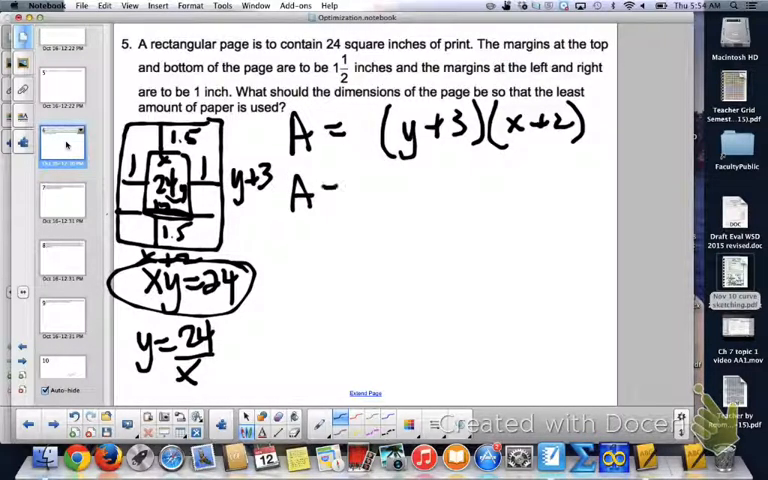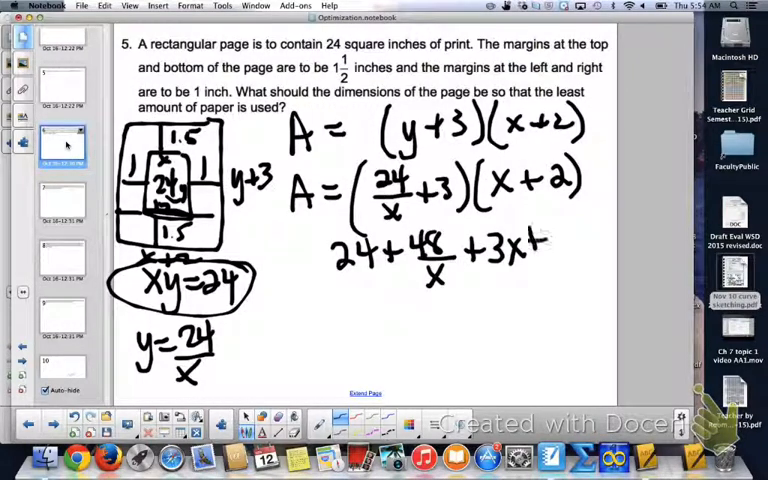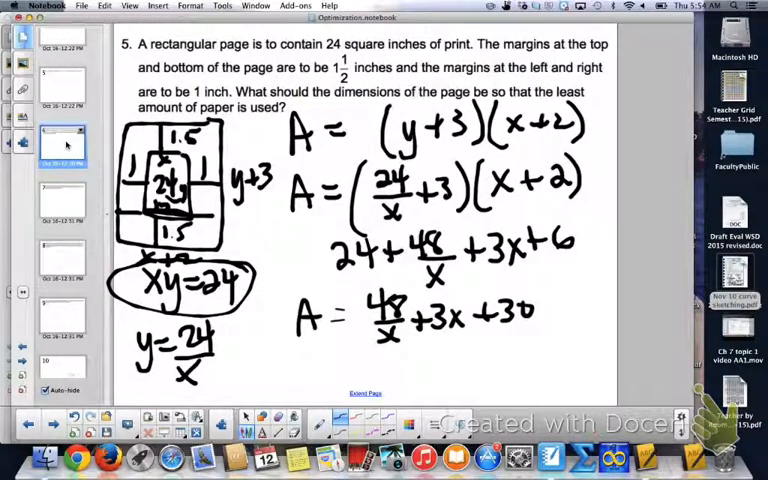So we have our area is 24 over x plus 3 times x plus 2, and you need to figure that out, or multiply that out. I would multiply it out. You can use product rule, it's up to you. I'm going to go ahead and multiply it out, so I get 24 plus 48 over x plus 3x plus 6, so that is 30. So 48 over x plus 3x plus 30, area equals that.